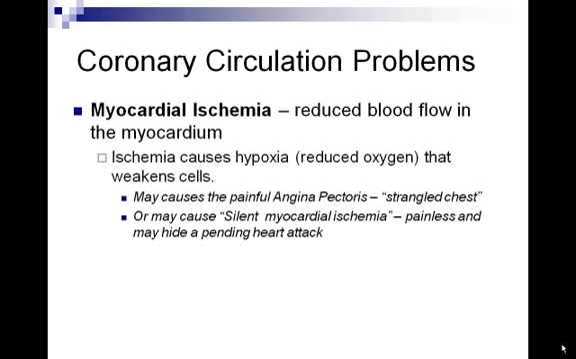Coronary circulatory problems are generally heart attacks, problems with chest pain and heart attacks. Myocardial ischemia is reduced blood flow in the myocardium. Remember, that's that thick part of the muscle of the heart. Ischemia causes hypoxia, reduced oxygen, and this weakens the cells. Ischemias sometimes cause heart attacks directly, but most times it's just painful. So these may cause angina pectoris, which feels like a strangled chest, difficulty breathing, pain in the chest, and it's a symptom that something major is beginning to occur with the heart.